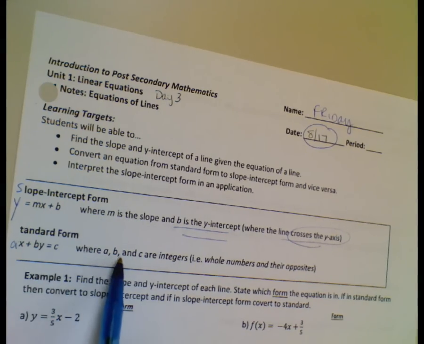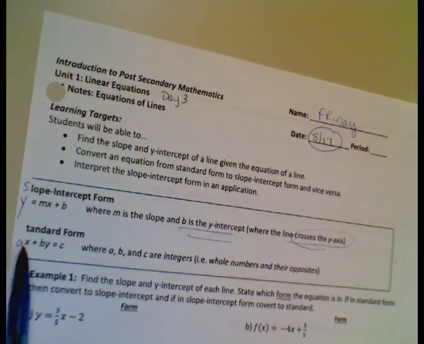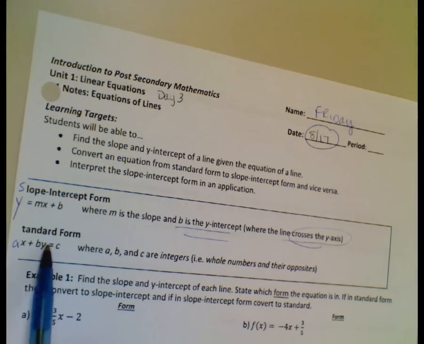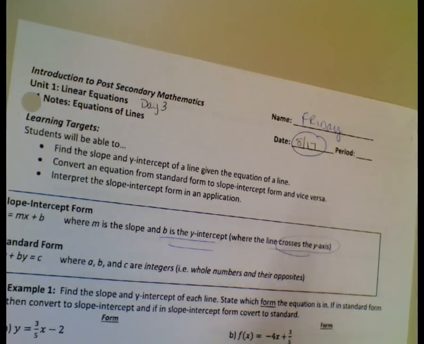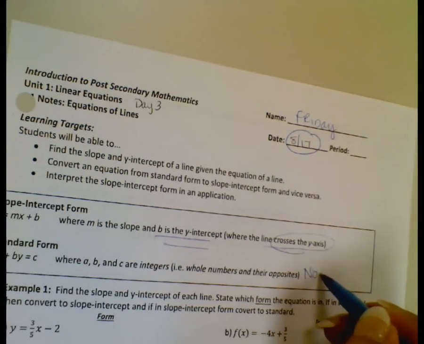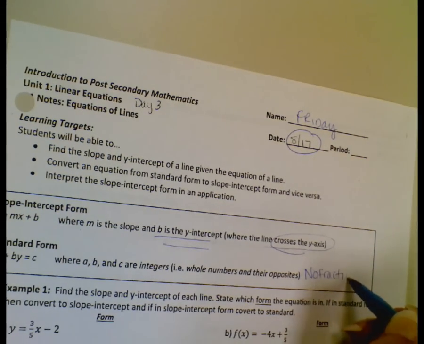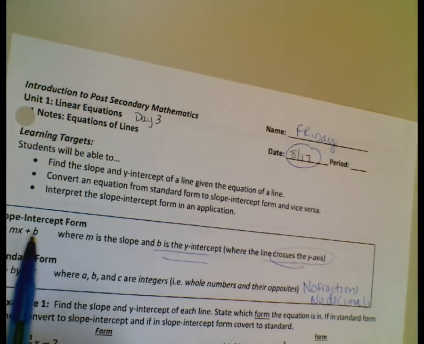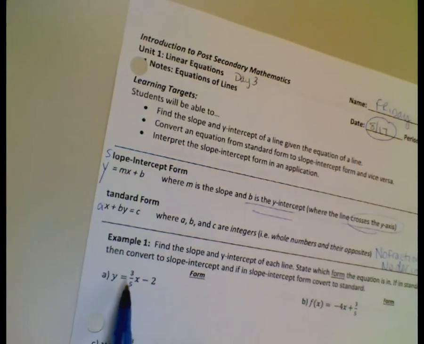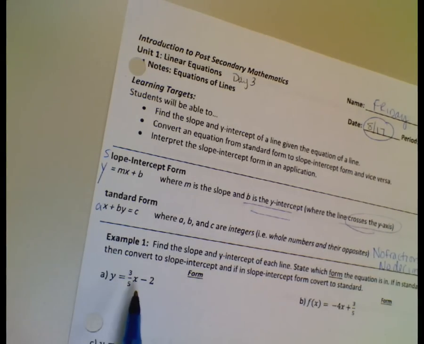In this one, it says a, b, and c are integers. That means integers are negative numbers or positive numbers or 0. No fractions, no decimals. So whole numbers and their opposites. So let's write that down. No fractions, no decimals allowed in standard form. But in slope-intercept form, we're allowed to have decimals or fractions. So in this first problem, this is slope-intercept form, so fractions are allowed.